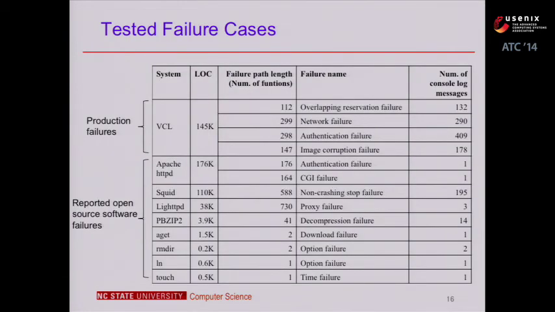So here is the set of failures we tested with our system. The first four are from the VCL system, which are production failures we found in the log. The rest are from open source software. We found them in the online bug repository of each system I'm showing here. One thing we can see is that the VCL generated many more console log messages compared to the open source software, ranging up to hundreds of console log messages for each failure.